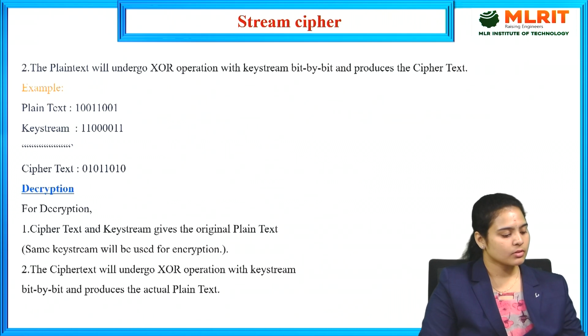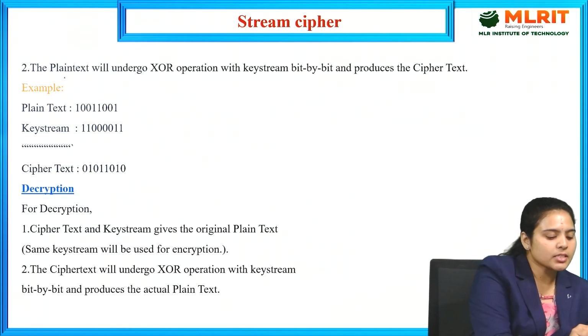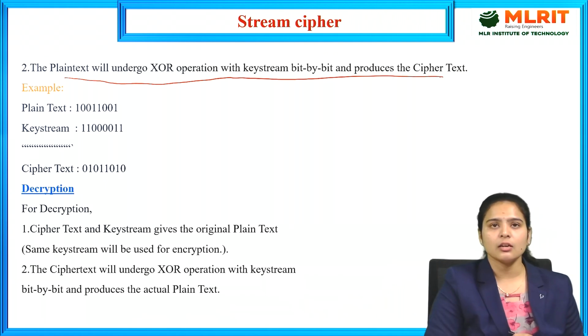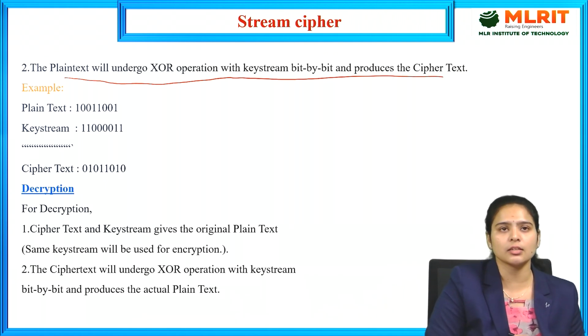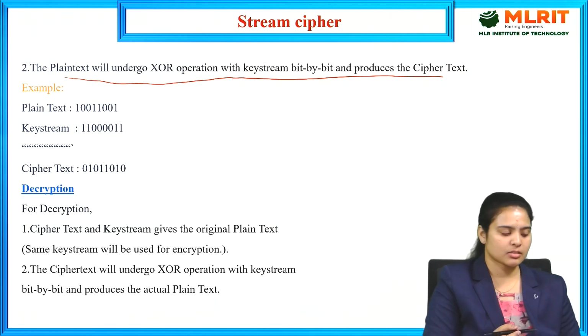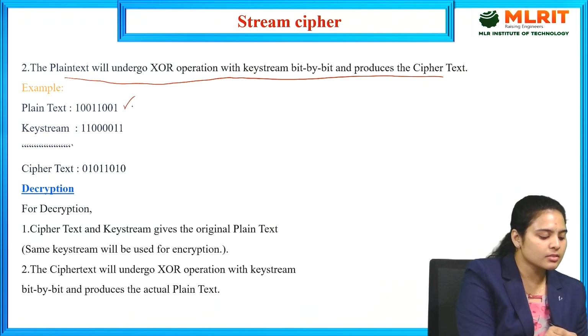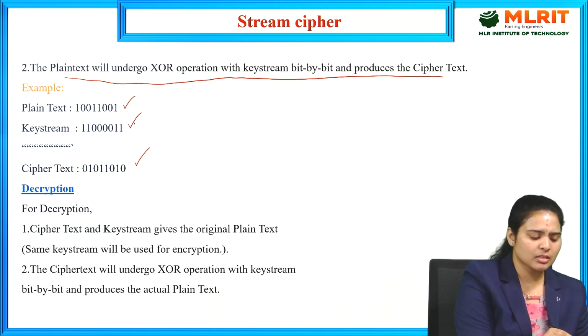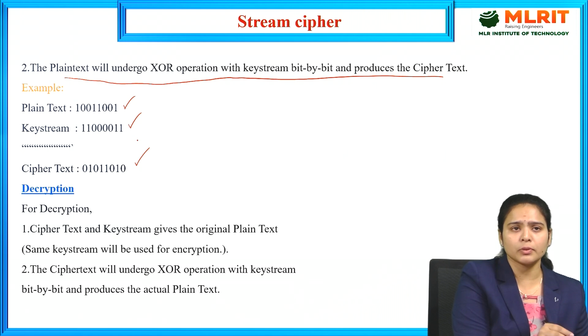The plain text undergoes an XOR operation with the key stream bit by bit and produces the ciphertext. We are using the XOR operation with the key stream bit by bit to produce the ciphertext. So the plain text is given, the key stream is given, and the output is the ciphertext.